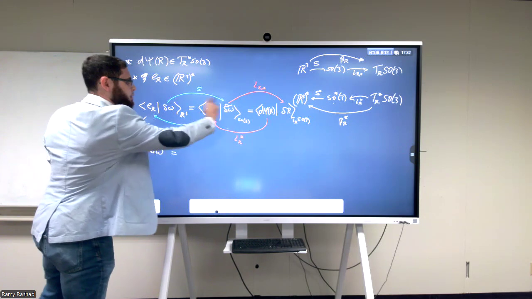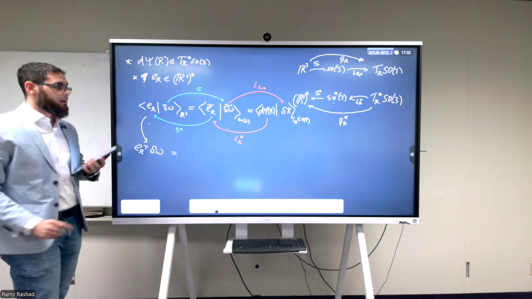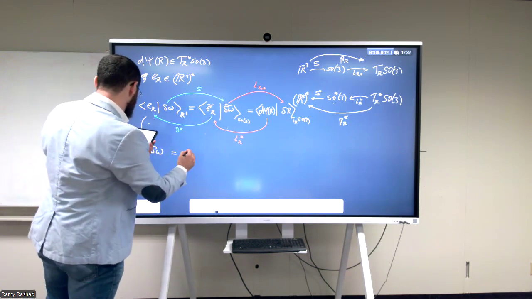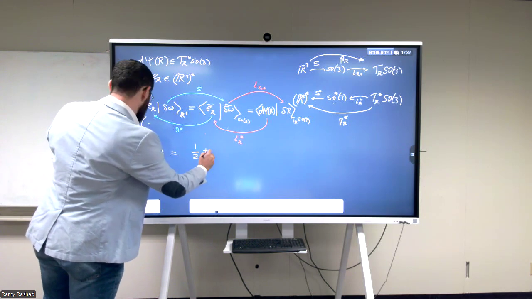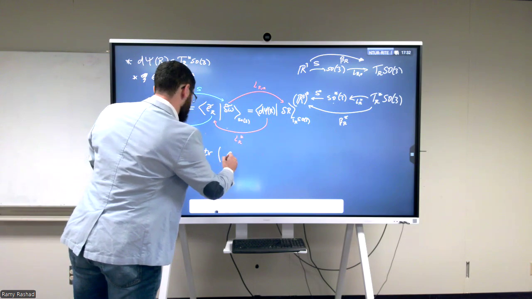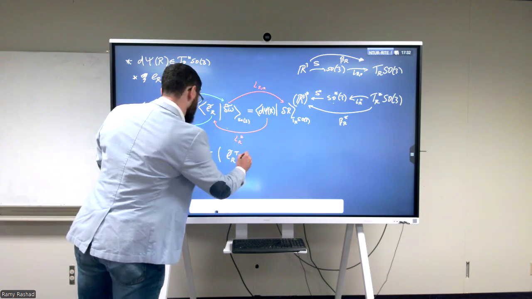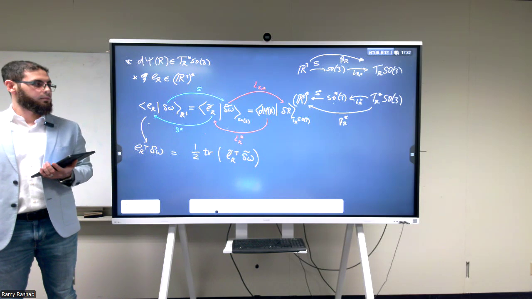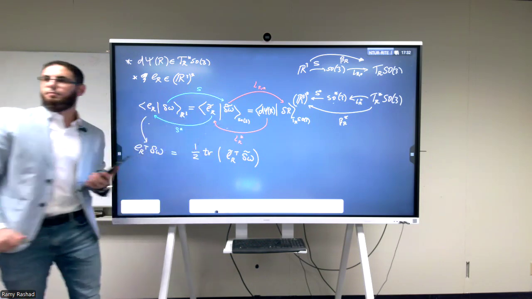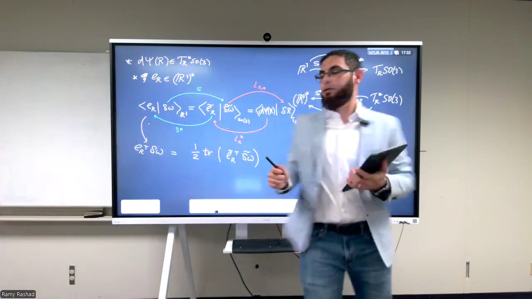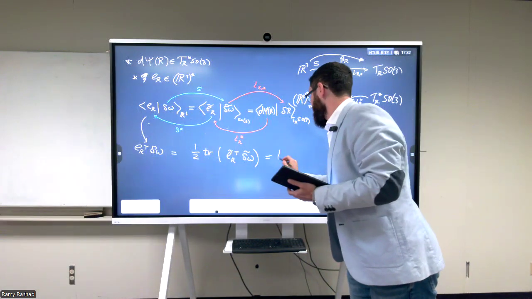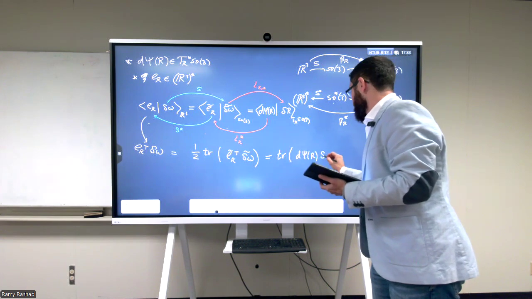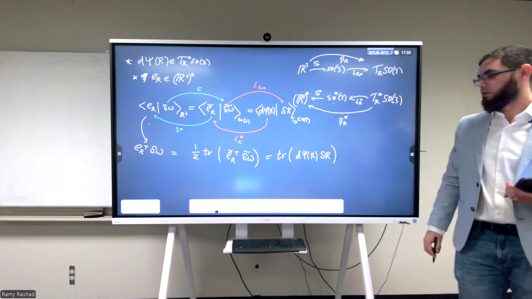The pairing between any two skew-symmetric matrices on SO3 is given by this expression. It's given by half of the trace of ER tilde transpose multiplied by delta omega in skew-symmetric form. So this is the pairing on SO3. And the pairing here, we know how to calculate it, right? We know that's equivalent to the trace of D psi of R multiplied by delta R.